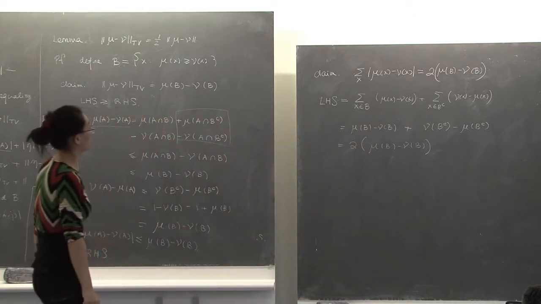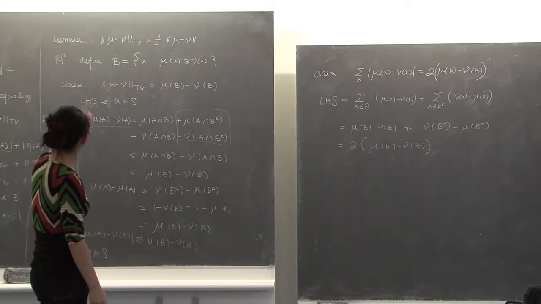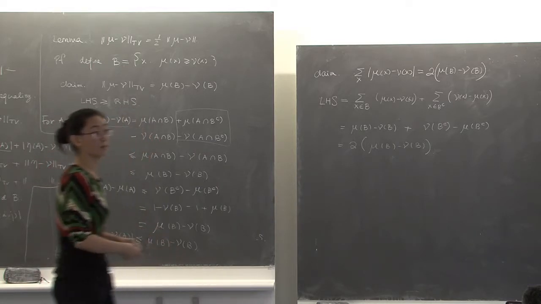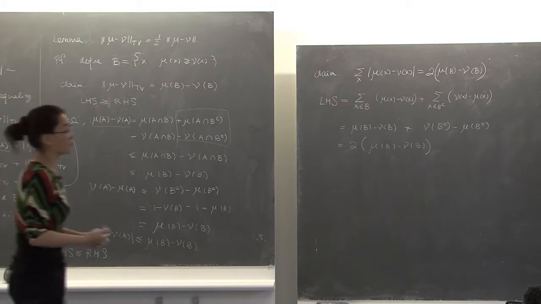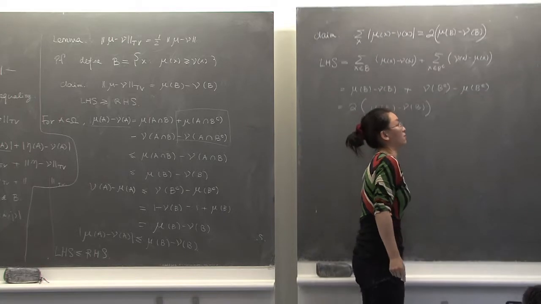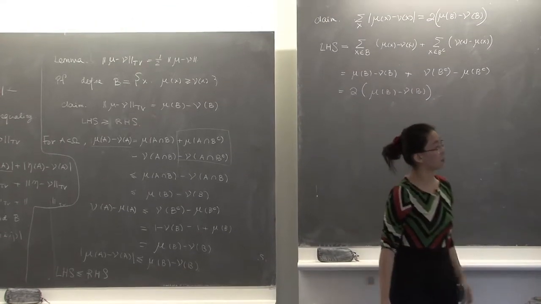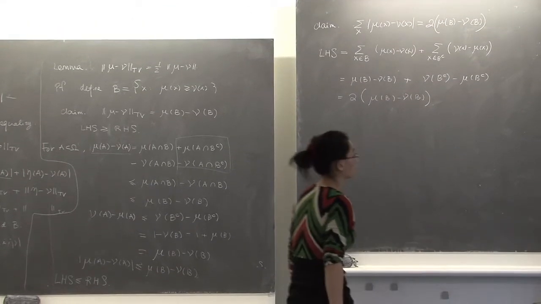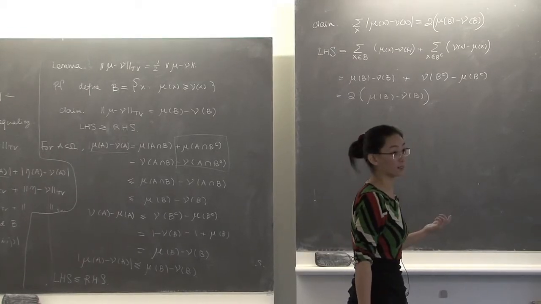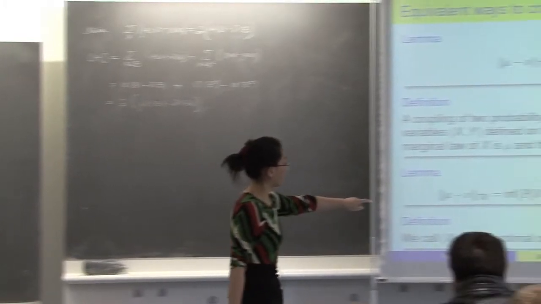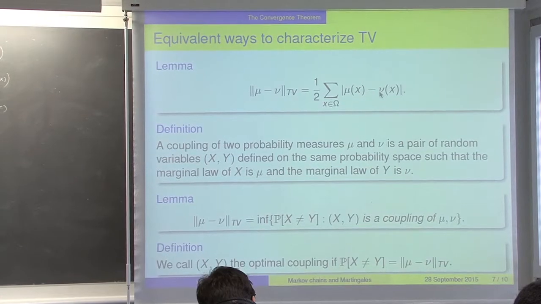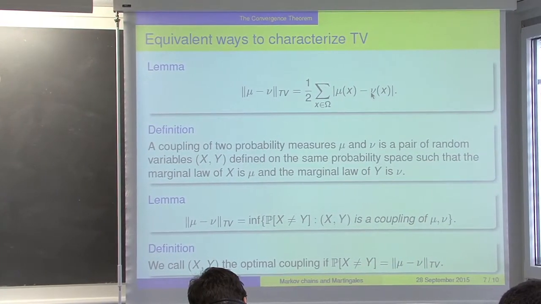OK, so combining these two claims, we show that, in fact, the total variation distance is just one half of the L1 distance. This is the first characterization of total variation distance. The second characterization of total variation distance is from a probability sense. It shows that for any coupling of two probability measures, X and Y, the total variation distance is the infimum of the probability that X and Y are distinct.